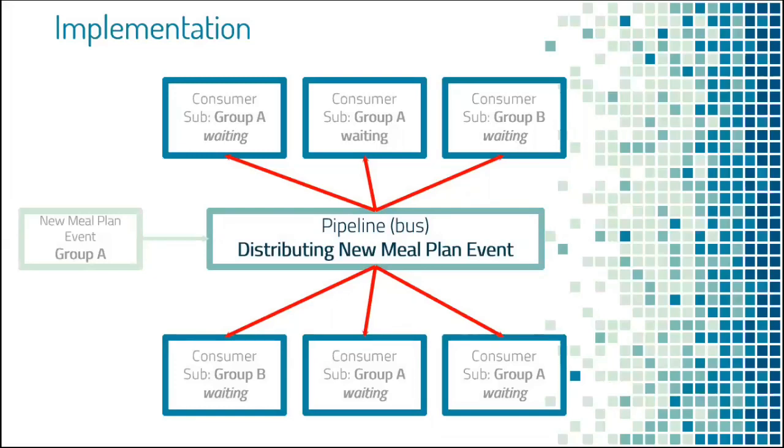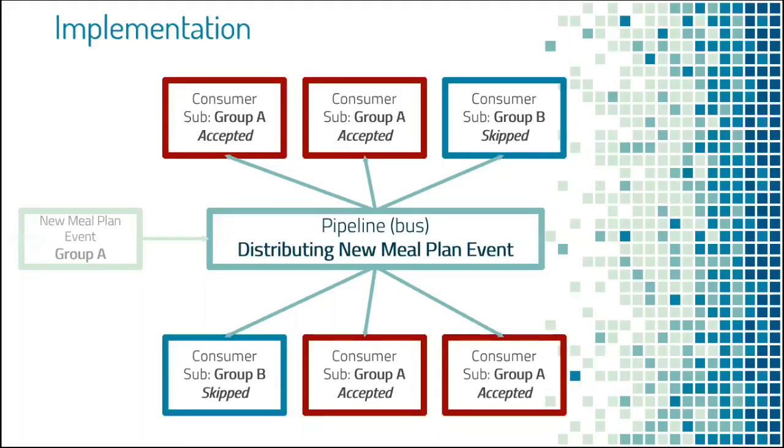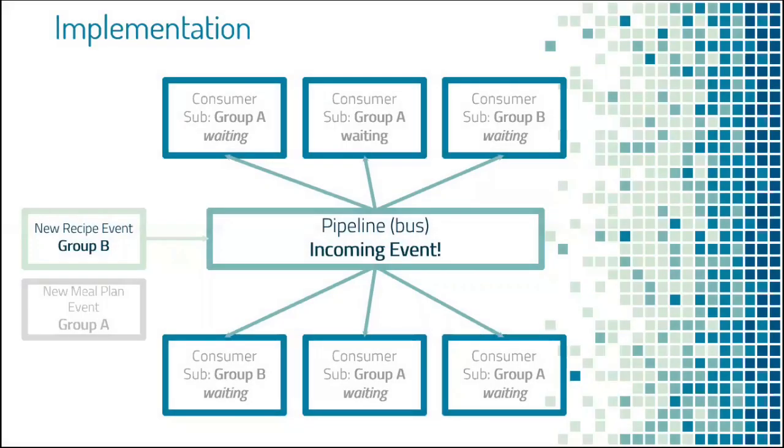The new meal plan event is offered to each consumer. Consumers that are subscribed to Group A events accept the new event and begin intelligently processing the data. Consumers that are subscribed to Group B skip the event. No data is accepted. With the distribution of the event complete, the new meal plan event is cleared and the consumers revert back to a waiting state. The cycle restarts with a new recipe event with Group B metadata connecting to the pipeline.